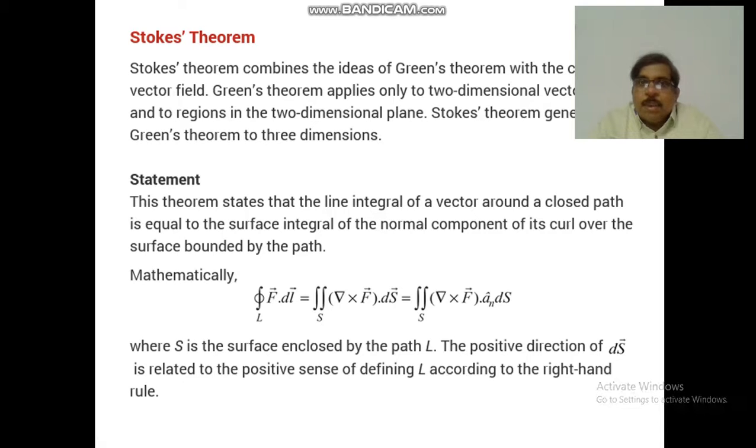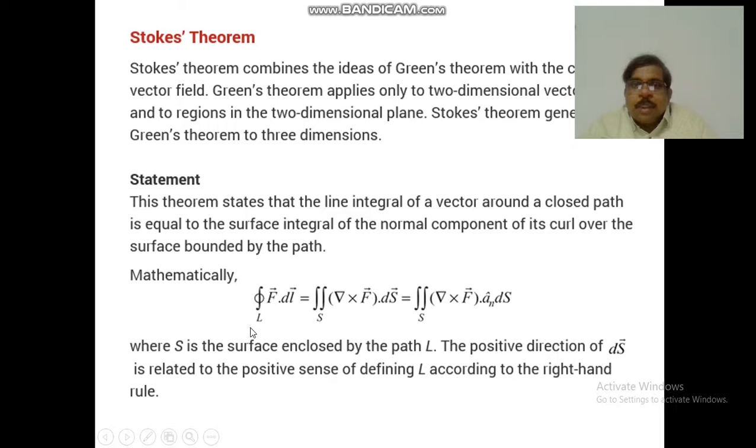Stokes theorem combines the ideas of Green's theorem and the curl of a vector field. The statement of the Stokes theorem is that the line integral of a vector around a closed path is equal to the surface integral of the normal component of its curl vector. The direction is obtained from the right hand rule.